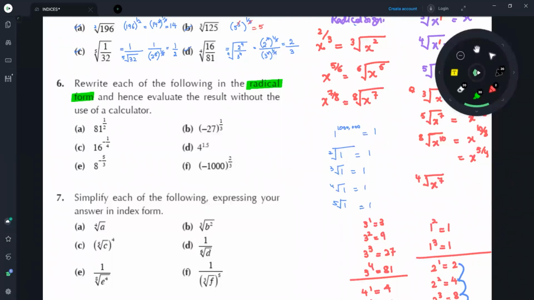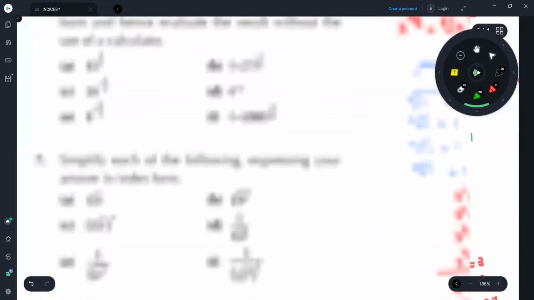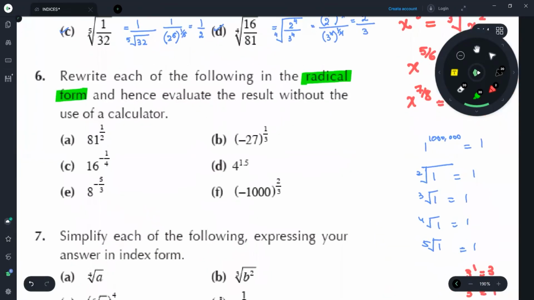Okay, bismillah ar-Rahman. So it says rewrite each of the following in the radical form and hence evaluate the result without the use of a calculator. To put it down into the radical form means that you will have to put down a radical sign. So I'll draw a radical sign for all of you.